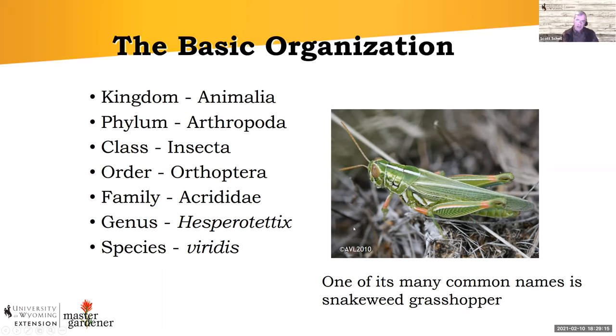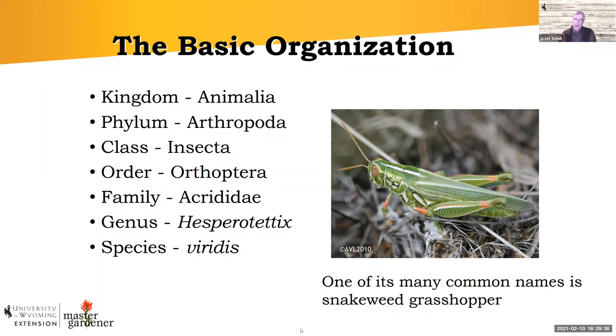So there's actually another member of the genus in the state called Hesperotettix speciosus. This is what Catherine was talking about with beneficial grasshoppers. This is a snakeweed grasshopper, and it specializes in eating broom snakeweed and a couple other species within Gutierrezia, I think, a genus of what are considered noxious weeds.